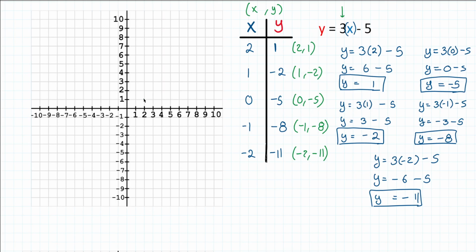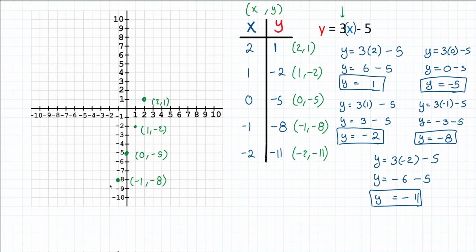(2, 1). There you are. (1, -2). There you are. (0, -5). And I'm getting them over here by this right-hand side. (-1, -8). -1, down to -8. Hold on a tick. (-2, -11).